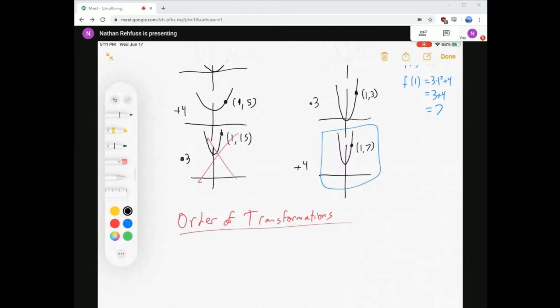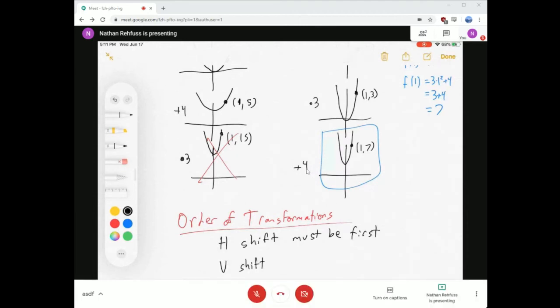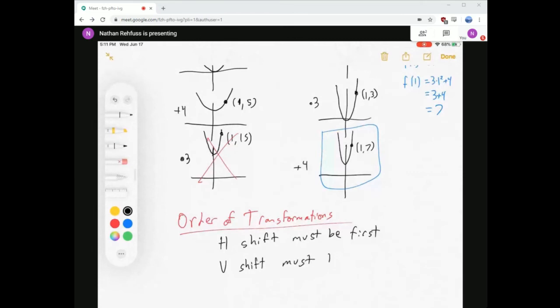If there is a horizontal stretch, it must be the very first thing you do. If there's a horizontal shift, it must be the first thing you do. And if there's a vertical shift, like the one we had up here, the vertical shift must be the last thing you do. All the other transformations, the stretches and shrinks and flips, those can go in any order. As long as the horizontal shift is first and the vertical shift is last, you're going to be just fine.